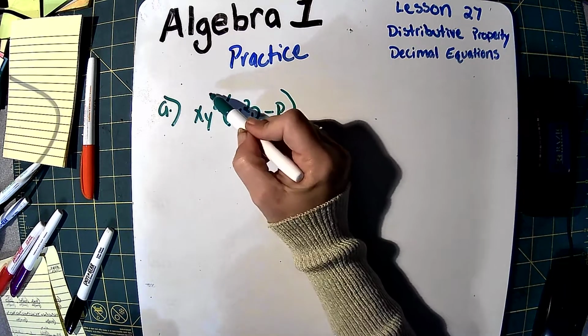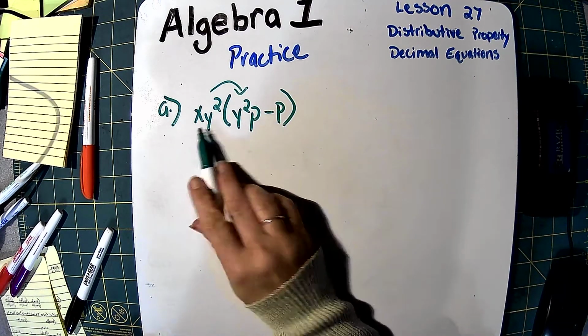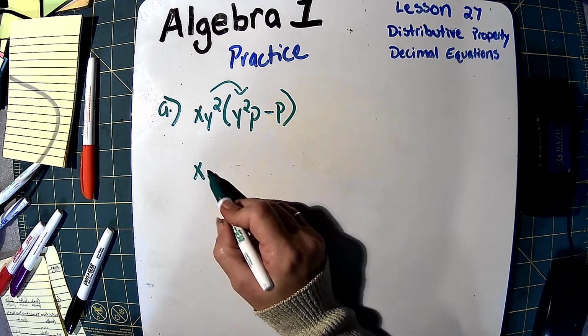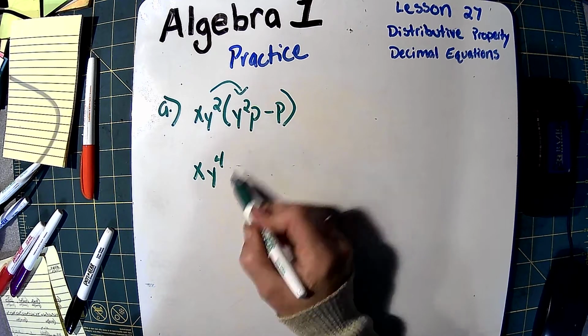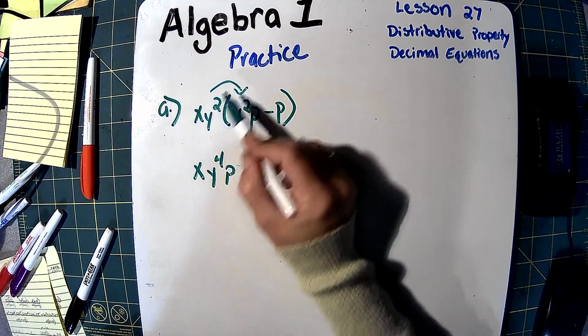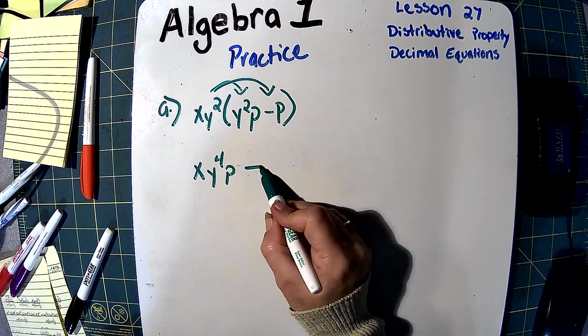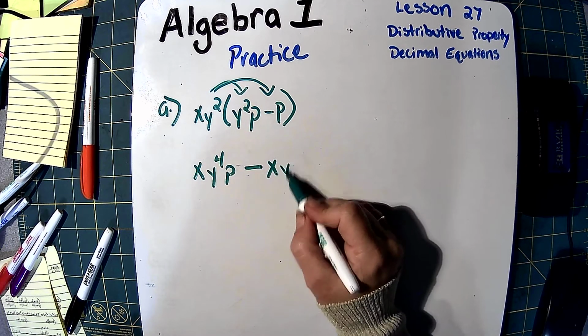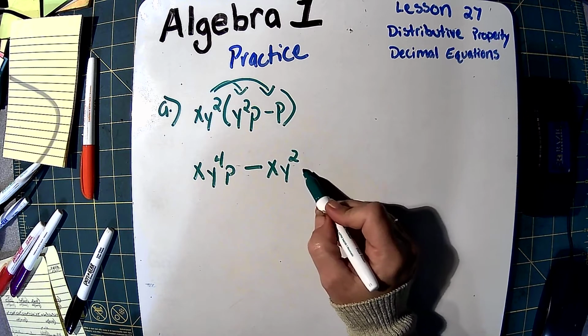Okay, super easy. We're just going to multiply here. We're going to say x's, we only have 1. Y's, we have 2 plus 2 is 4. And p's, we only have 1. And then we're going to multiply here, and we're going to go negative. And x's, we only have 1. Y's, we just have those 2. And then p's, we just have 1p.